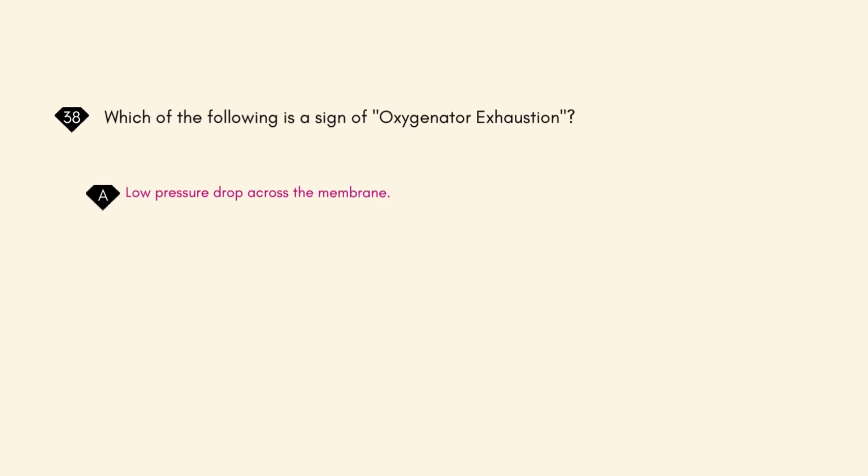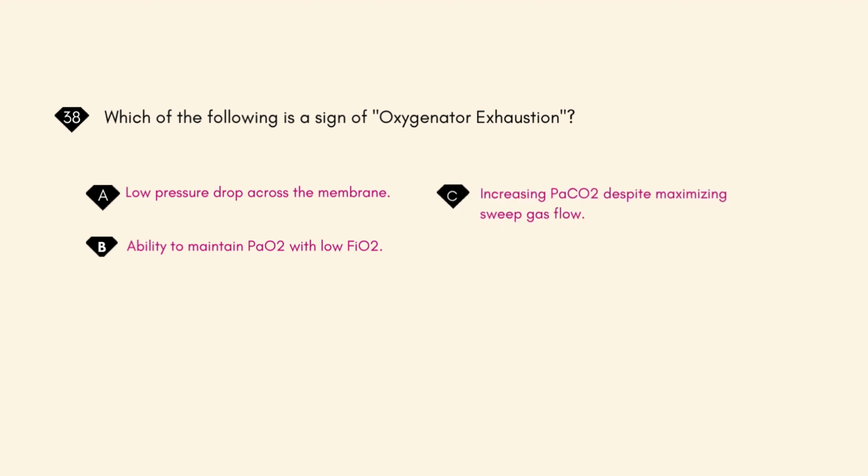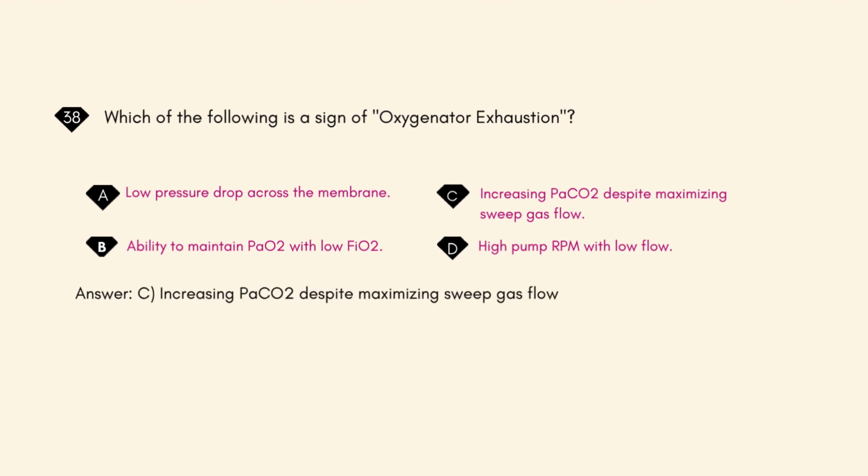A. Low pressure drop across the membrane. B. Ability to maintain PaO2 with low FiO2. C. Increasing PaCO2 despite maximizing sweep gas flow. D. High pump RPM with low flow. Answer: C. Increasing PaCO2 despite maximizing sweep gas flow.